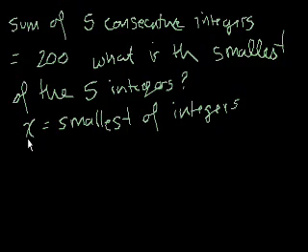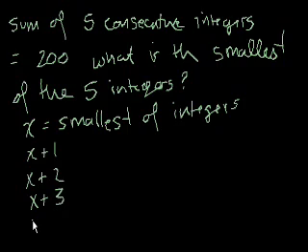So if x is the smallest, then the next integer is going to be x plus 1. And then the one after that's going to be x plus 2. And the one after that's going to be x plus 3. And the one after that's going to be x plus 4, right? It might seem confusing, I'm writing all of these x's, but if x was 5, then this would be 6, this would be 7, this would be 8, and this would be 9. And that's all I'm writing here. So assuming that x is the smallest of the integers, the 5 integers would be x, x plus 1, x plus 2, x plus 3, and x plus 4.